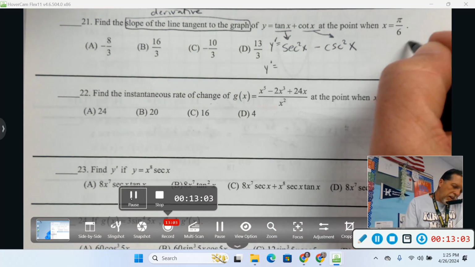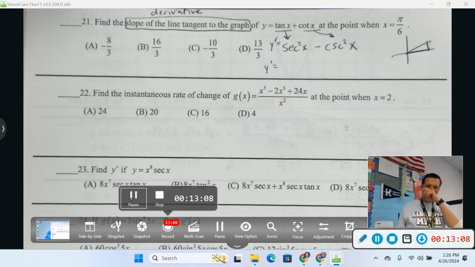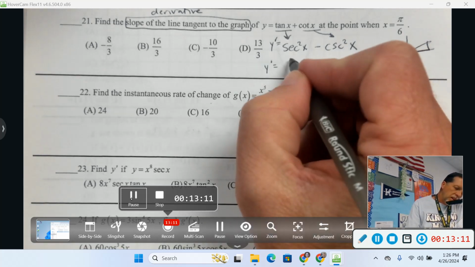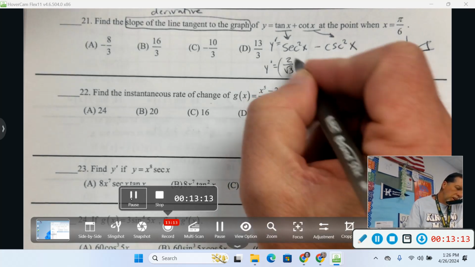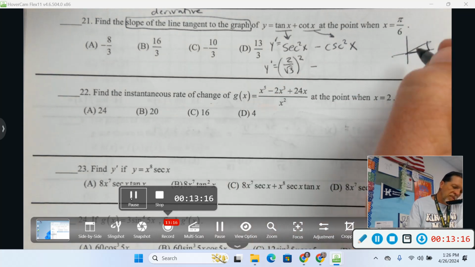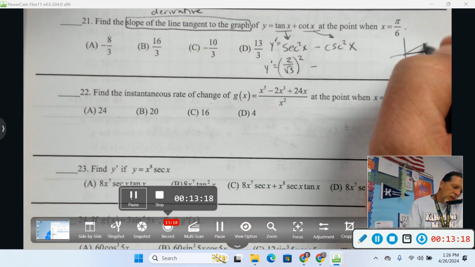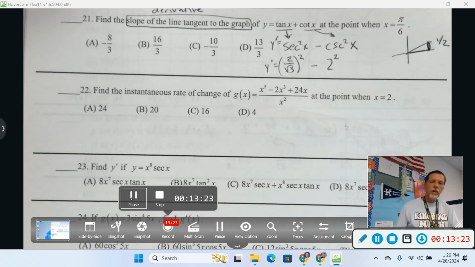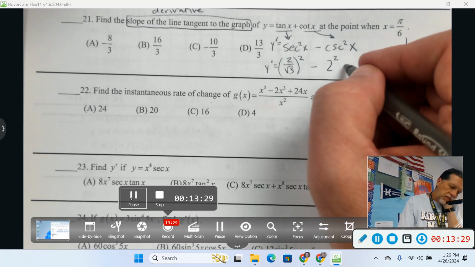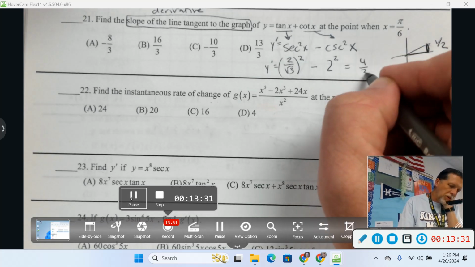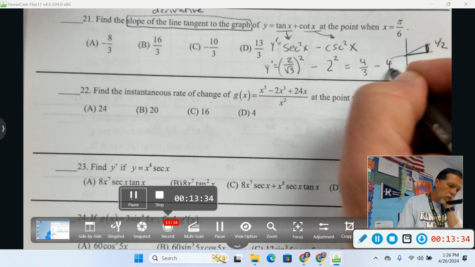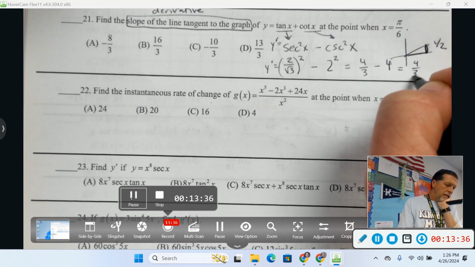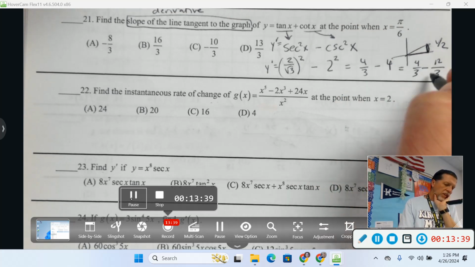Okay, secant of pi over 6. Let's see. That would be with cosine. So that would be 2 over root 3, squared. Cosecant goes with sine, that'd be a half, but if I flip that, that would be 2 squared. So what that is, 4/3 minus 4. 4/3 minus 12/3 is negative 8/3.